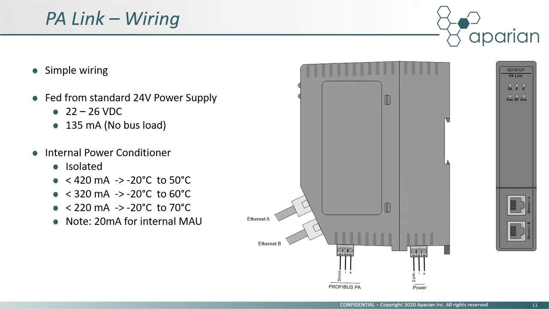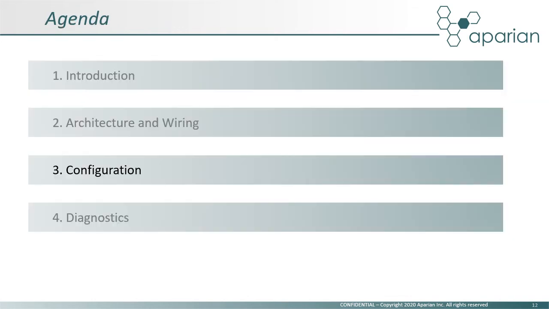Wiring the PA-Link module is relatively simple. The DC power is connected to the back connector, and the PA bus is wired to the front connector as indicated in the diagram. Note that the maximum current supplied by the power conditioner must be derated for temperatures above 50 degrees Celsius to a maximum of 70 degrees Celsius. We will now look at configuration.